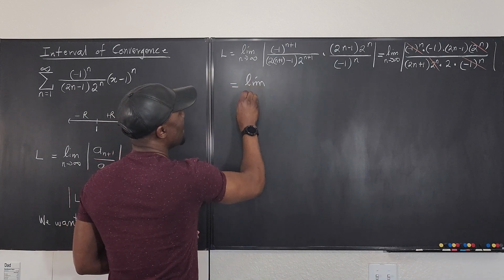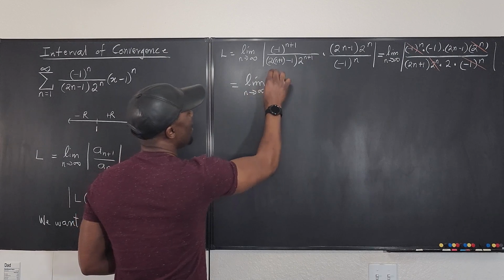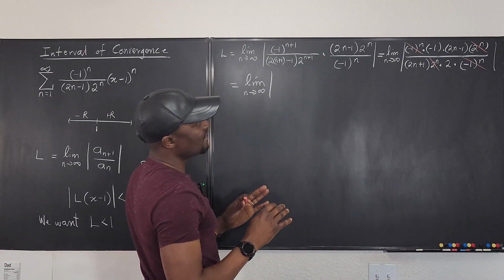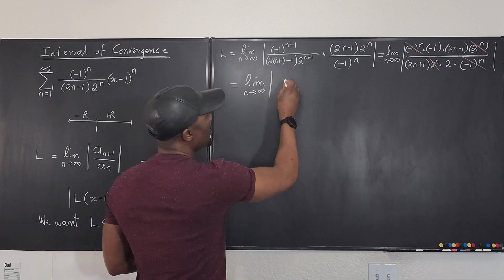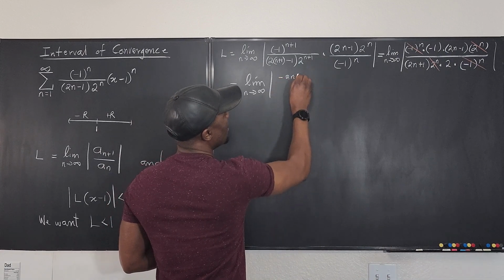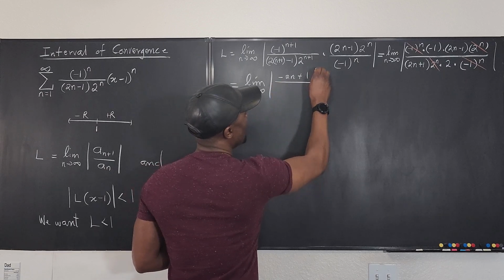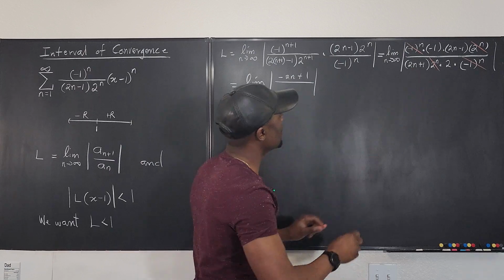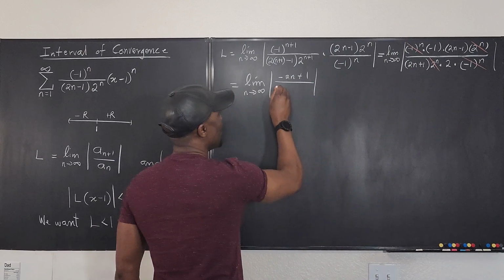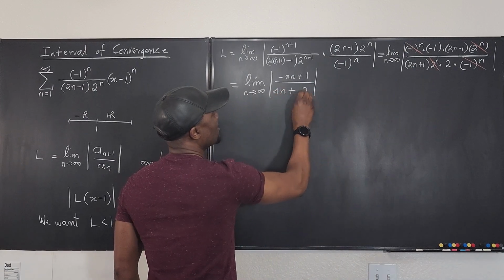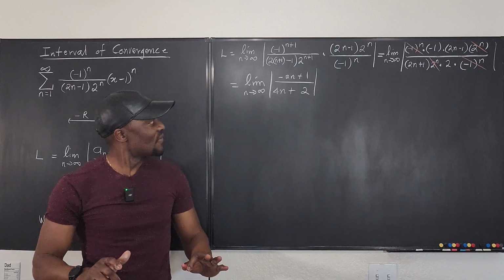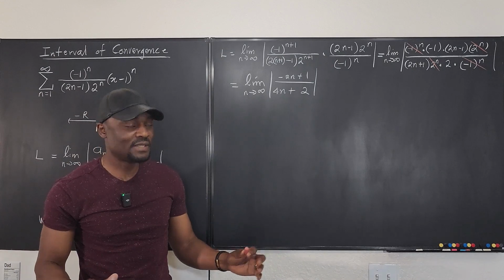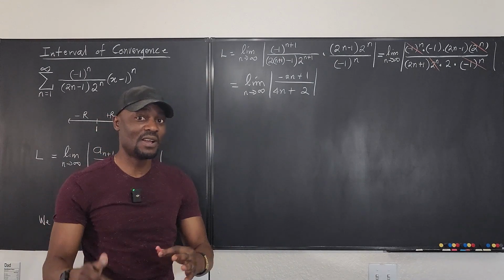So the limit as n goes to infinity of, now let's simplify the top expression. It's going to be negative 2n plus 1. So we have negative 2n plus 1 is what's on top. And under we have 4n plus 2. If we multiply this, we have 4n plus 2. Okay, so that's the major part, actually. That's the toughest part of all of this. Maybe not the toughest, but the second toughest part.